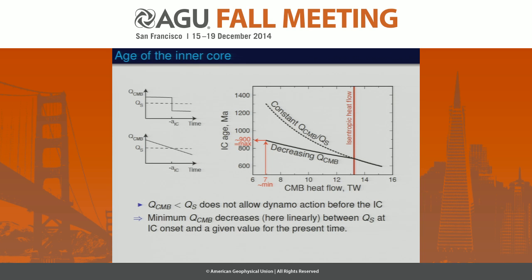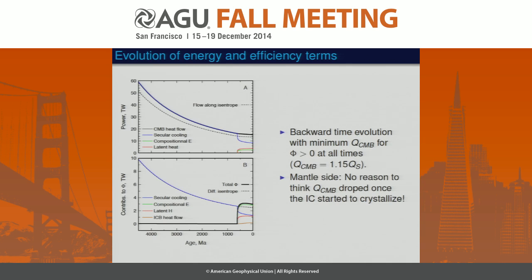Okay? So in fact, a more reasonable assumption is to say, for example, that we keep heat flow at the CMB a constant ratio to the isentropic heat flow, but a value that is actually larger than the minimum necessary to maintain the dynamo before the core. So this is the type of calculation that is shown here. The important point is that this is a calculation where the heat flow at the CMB is always 15% above the isentropic heat flow, which is, as you can see, just barely enough to maintain a positive dissipation before the inner core started to crystallize. Okay.